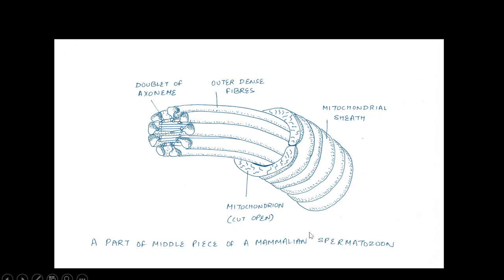Now we'll talk about the middle piece of the sperm. The middle piece of the sperm on the outside has a mitochondrial sheath formed by the mitochondria. Inside it are present the outer dense fibers, which then connect with the neck, and inside it is present the axoneme or the axial filament. So there are 3 structures. Outer is the mitochondrial sheath, then the outer dense fibers, then the axoneme or the axial filament.